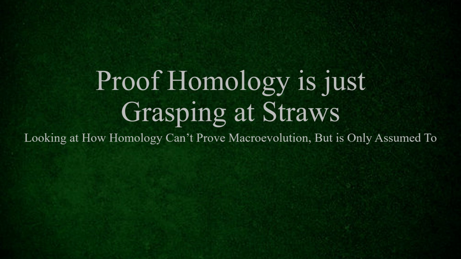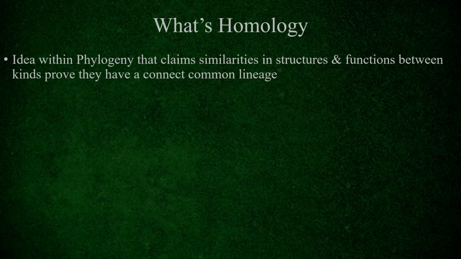This lesson will be looking at proof that homology is just grasping at straws, how it can't actually prove macroevolution and is only assumed to do so. But just before we get into anything, first of all, what is homology?